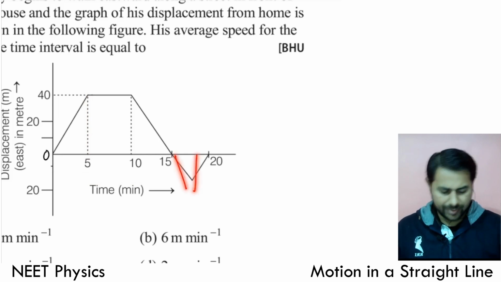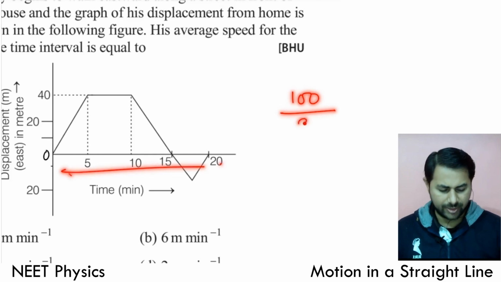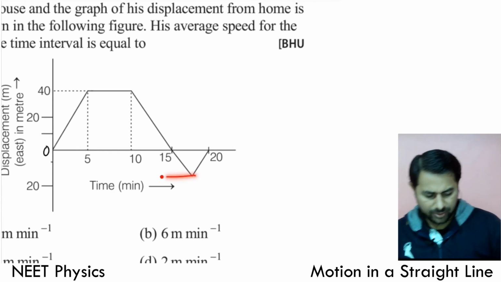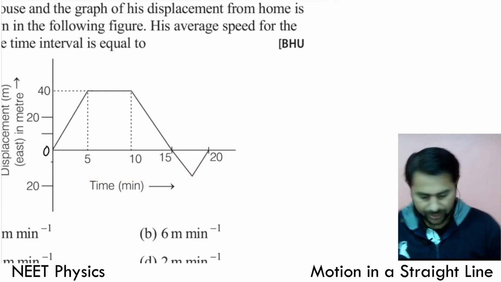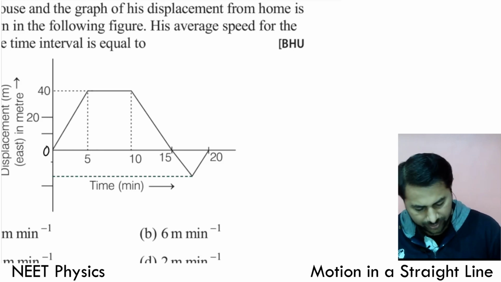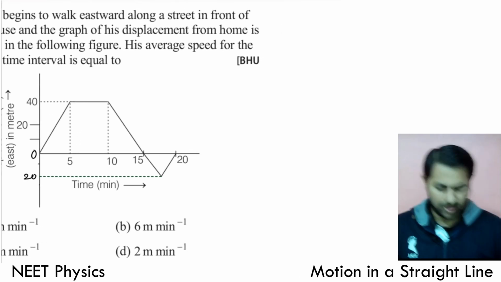So it's 40 plus 40 plus 10 plus 10. How much is that? It's 100, right? 100 divided by time taken is what? 20. So that is equal to 5. Okay, but 5 is not there, so I guess this should be then 20 only. I'm just trying to guess. So let's say that this is 20. All right, so if this is 20, then it will be 6.